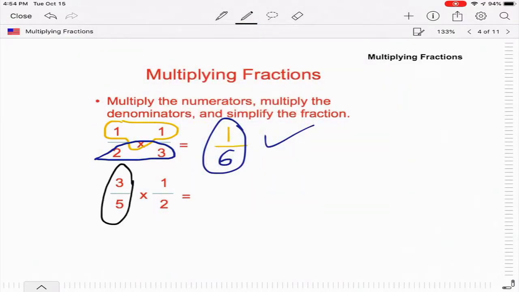Again, first check if you can reduce. 3 over 5, can you reduce it? No. 1/2, can you reduce it? No.